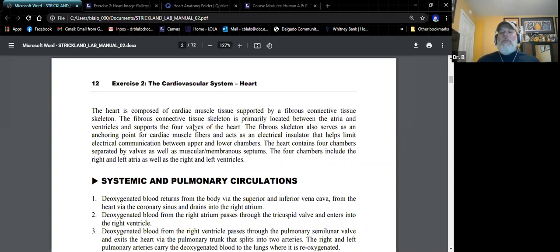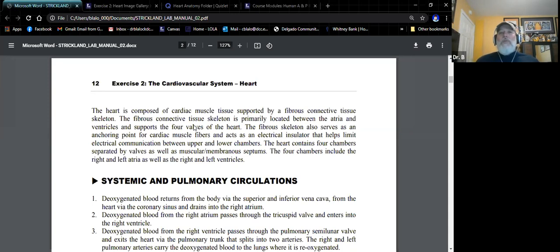Now, here's where we come into the circulation. We actually have 2 different circuits of circulation. One is the systemic circuit, and the other is the pulmonary circuit. The systemic circuit is the circuit of circulation that goes to the body, and the pulmonary circuit goes to the lungs. Pulmonary tells us lungs. So we're going to pump blood from the heart out to the body and then back to the heart, and then pump blood from the heart to the lungs and then back to the heart. Those are the 2 sets of circulation that we have.